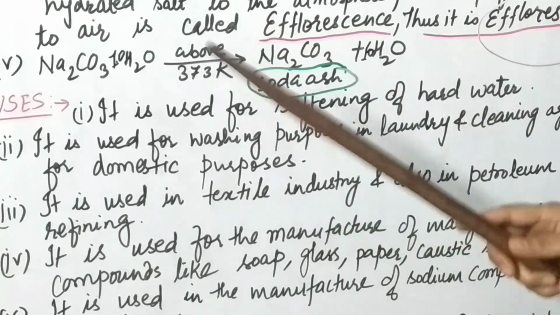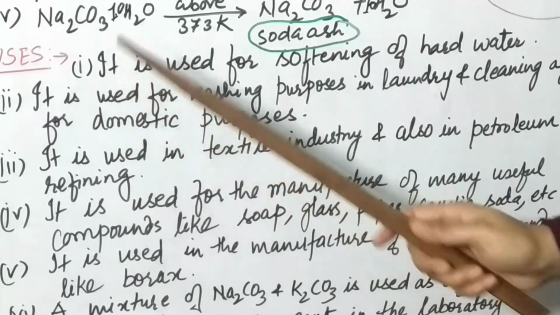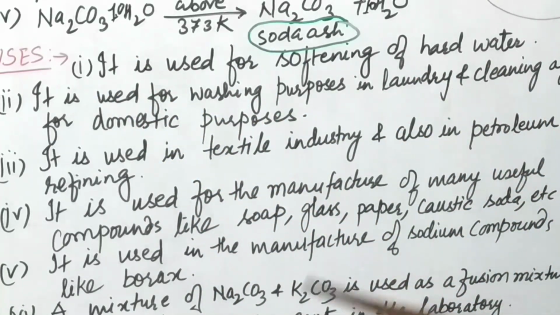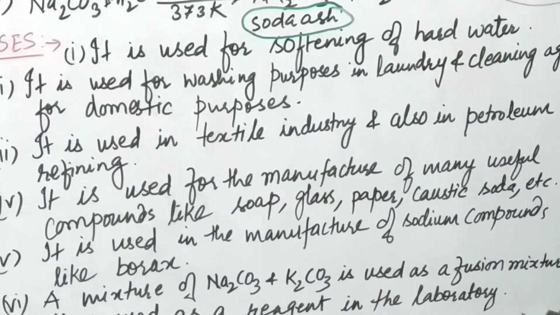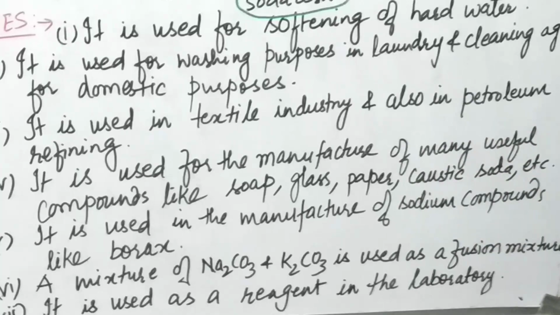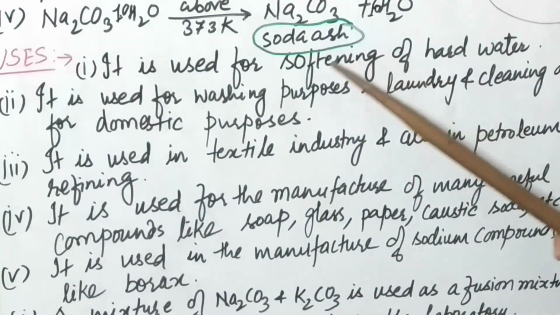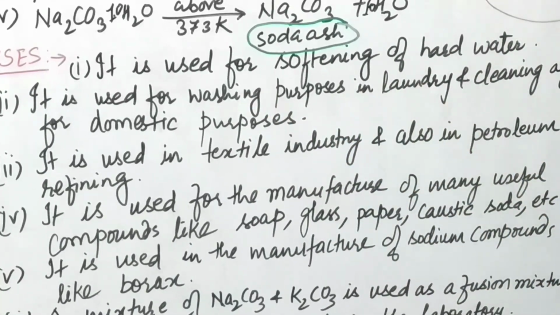Now moving on to the next topic, that is uses. Uses are also very important. First, it is used for softening of hot water. What do you mean by softening here? Softening means if water has different types of ions, cations, present in it, we have to remove them for various purposes, for drinking, washing, or other purposes also. So softening means we have to remove the cations present in water. To remove the hardness of water, we use this.